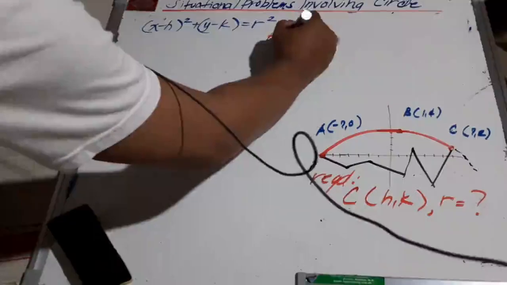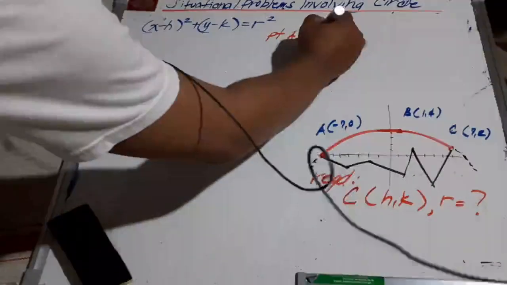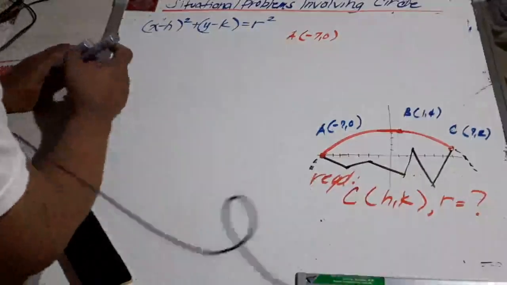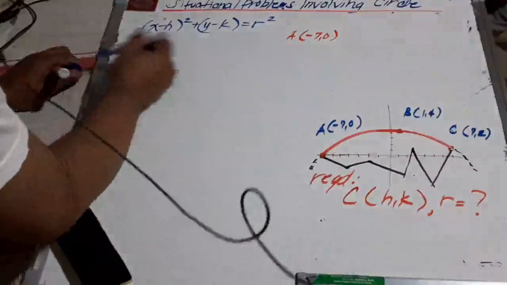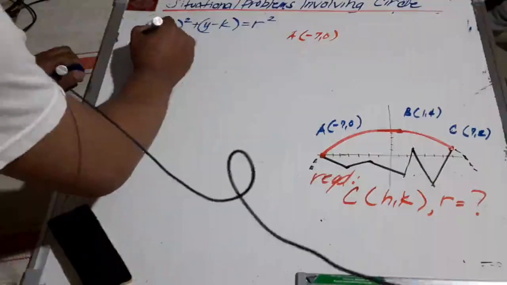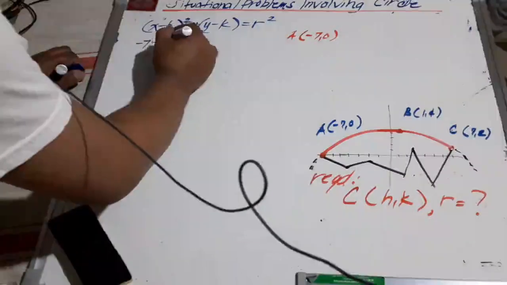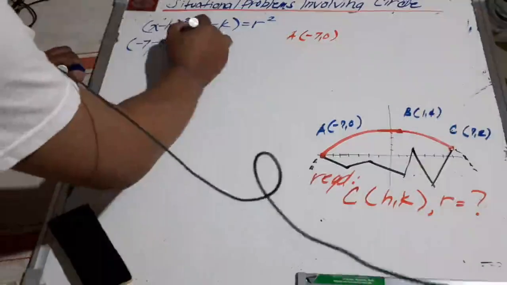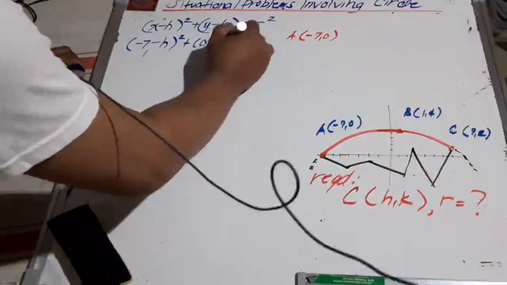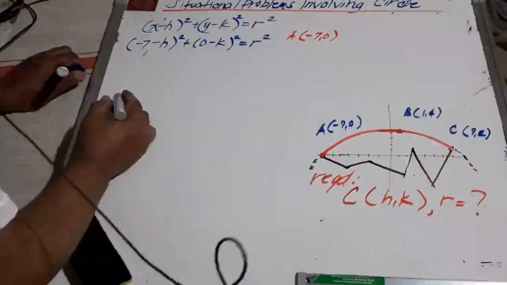Point A. Substitute natin. Si point A ay negative 7, 0. So, x is negative 7, k is 0. So, substitute. Negative 7 minus h squared plus y is 0, so 0 minus k, squared, equals r squared. And then we expand.